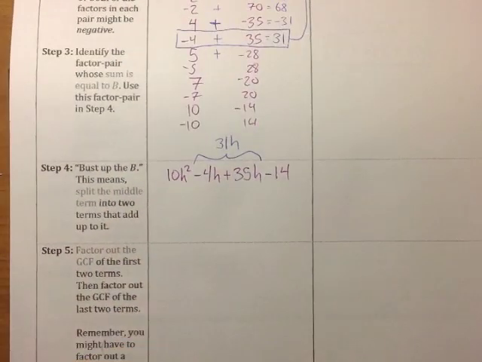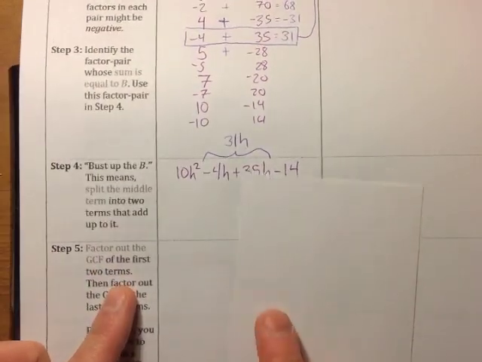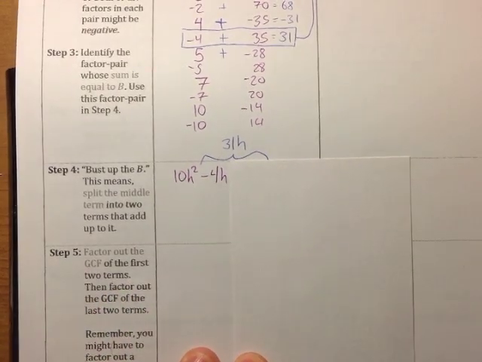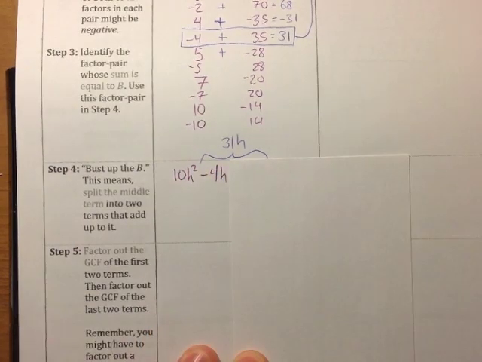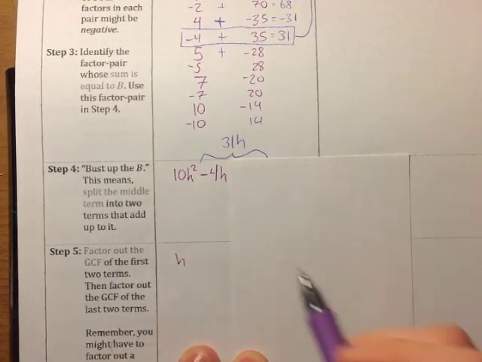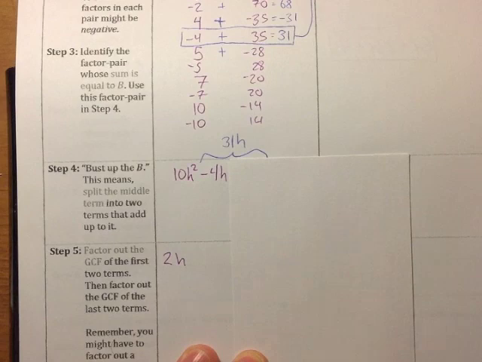Now, the next step, again, is to factor out the GCF of just the first two terms. So I'm going to hide the second two. Now let's find what the GCF of 10h squared and negative 4h is. See, they both have an h, and they both have a 2, right? So 2h appears to be the GCF.